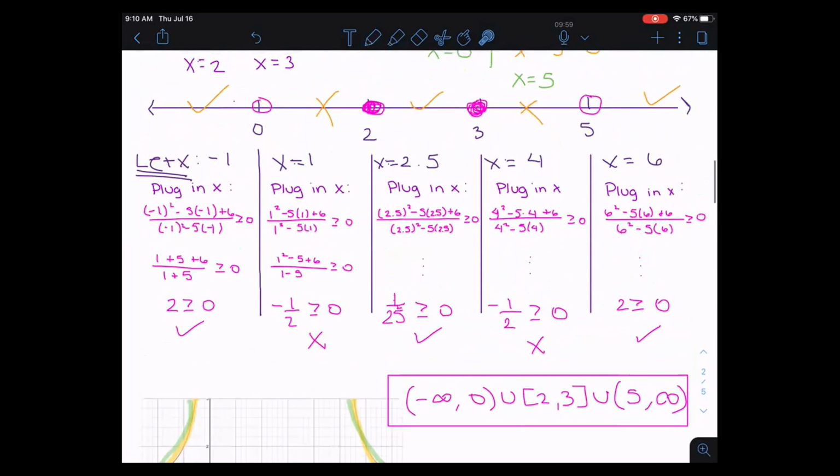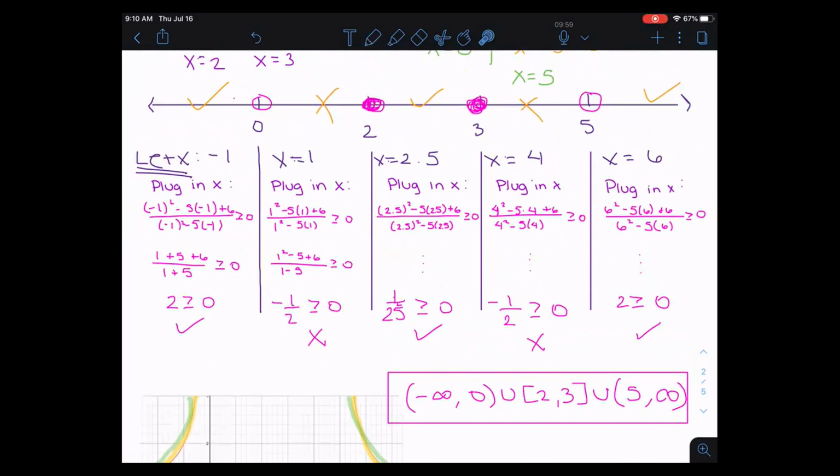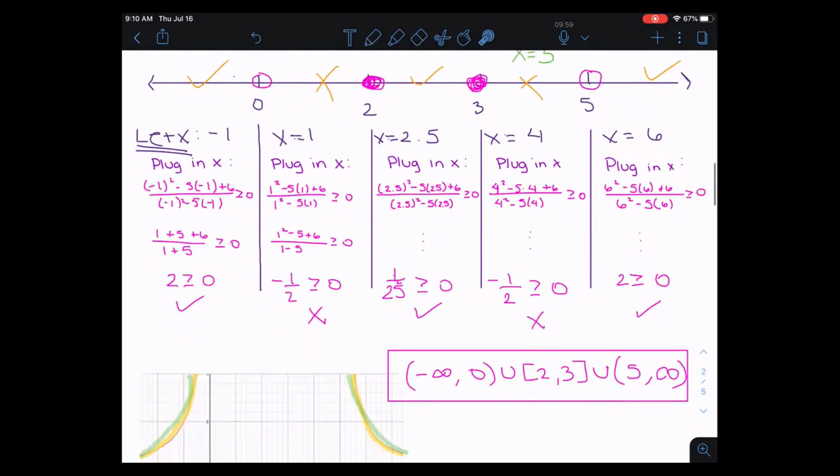So if there is a hole, again, you're just going to plop that into your interval and then test anything in between the hole and this. It's just another entry that you place on your number line, and you're still testing out the values.